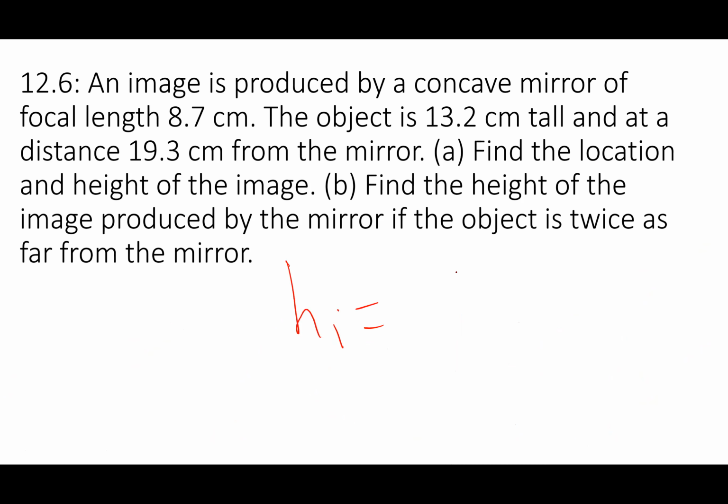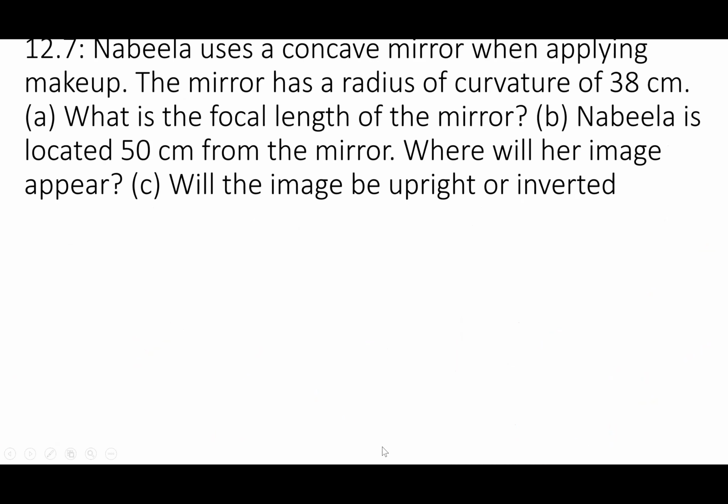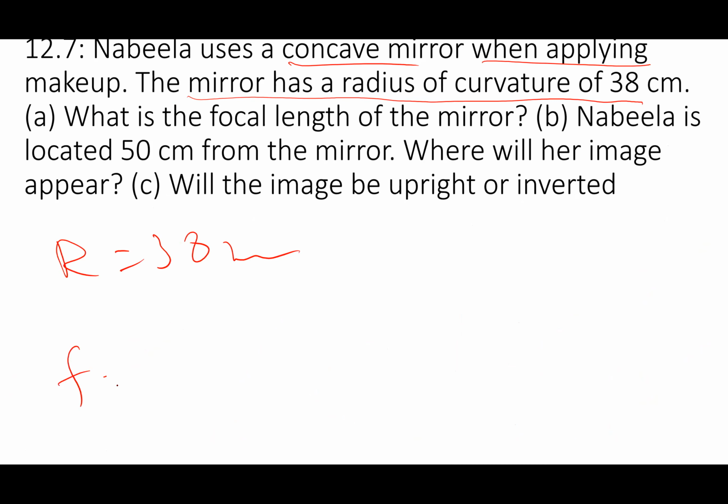Height of image is equal to q by p, that is, image distance divided by object distance, multiplied by height of object. You will get the answer. Now, Nabila uses a concave mirror, a converging mirror, when applying makeup. The mirror has a radius of curvature of 38 centimeter, so focal length is equal to 38 divided by 2, which is 19 centimeter.